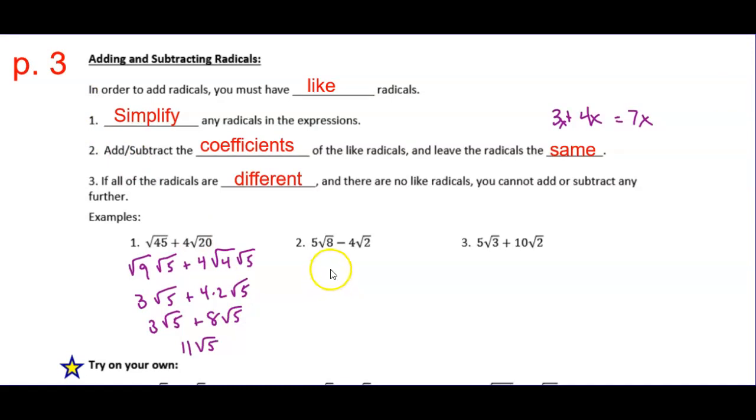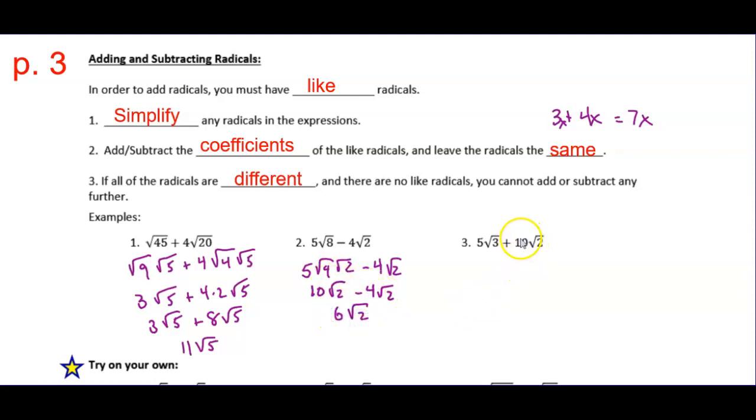All right, moving on to this next example, we have 5 root 8, which I want to rewrite as 5 root 4 root 2. And the next one is just minus 4 root 2. If I solve the 4, I get 5 times 2, so 10 root 2 minus 4 root 2. And then I can combine those because they're like radicals, so it would be 6 root 2.